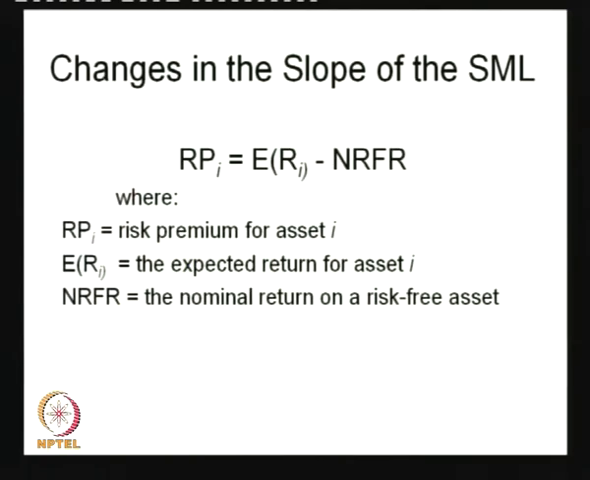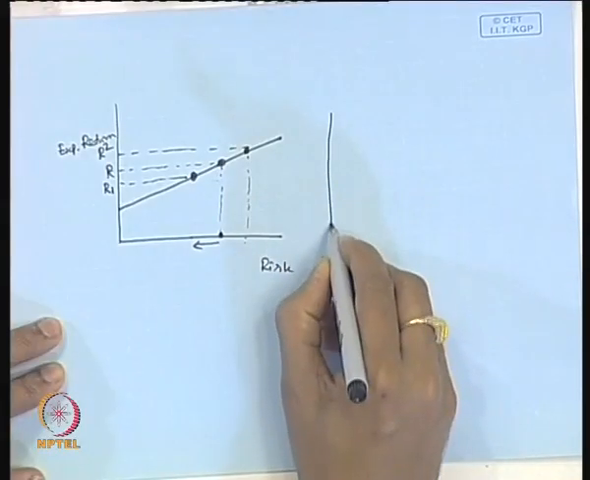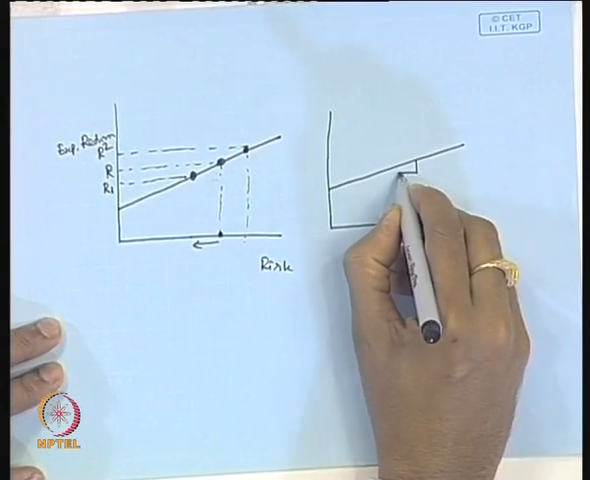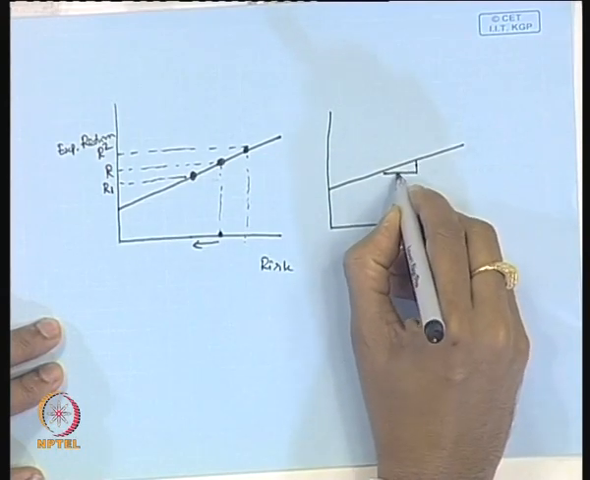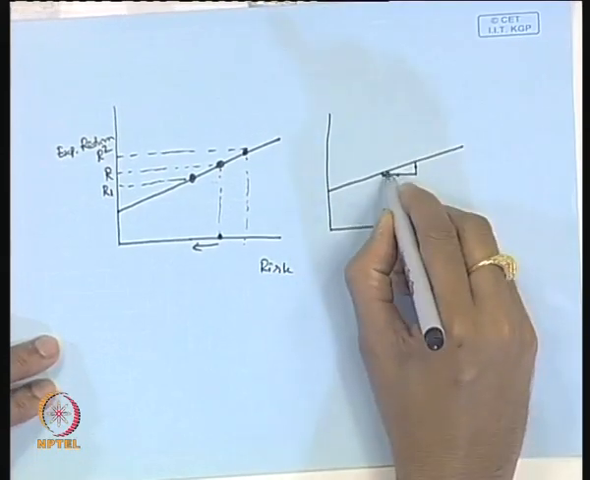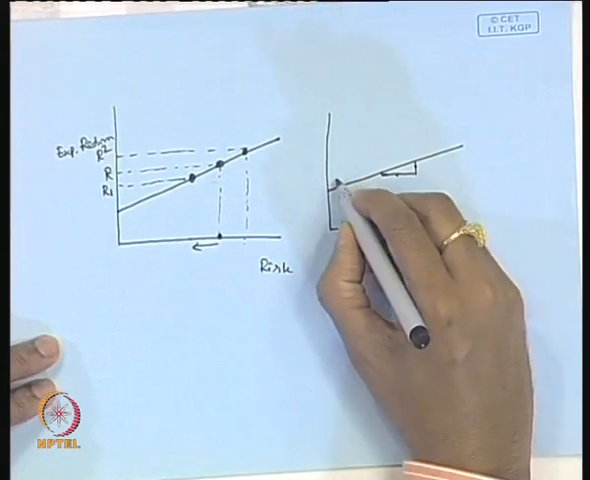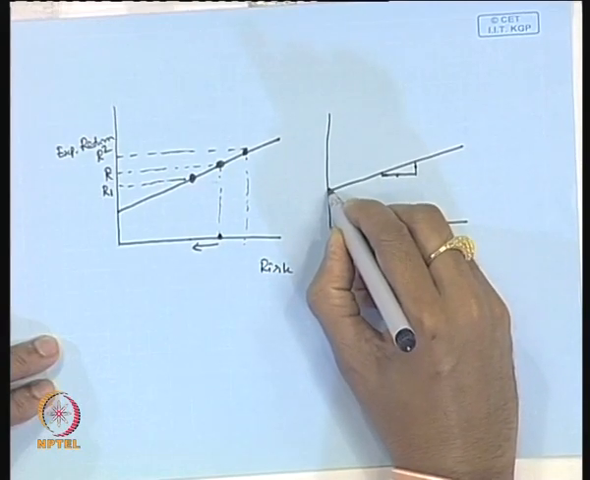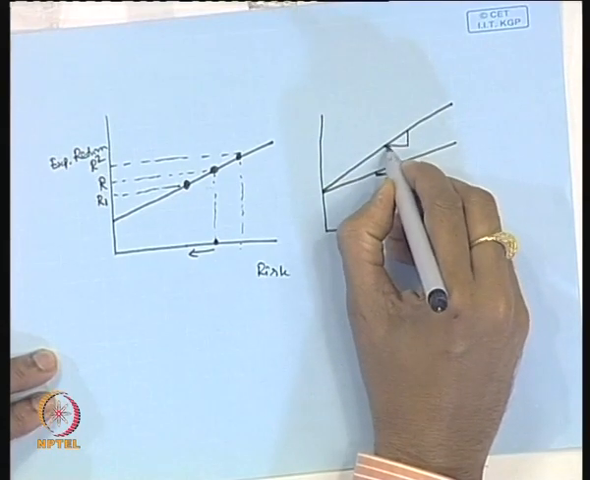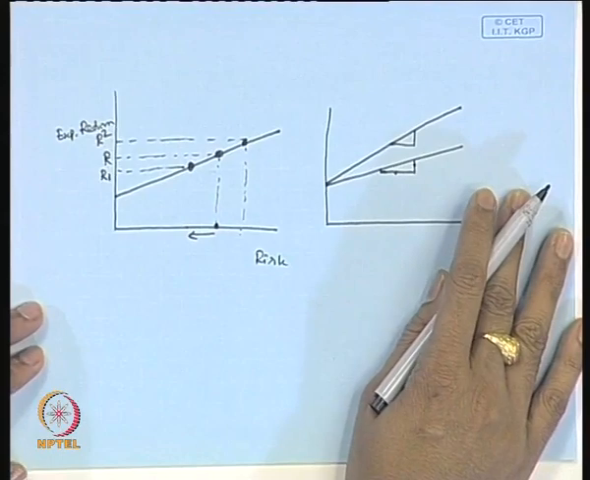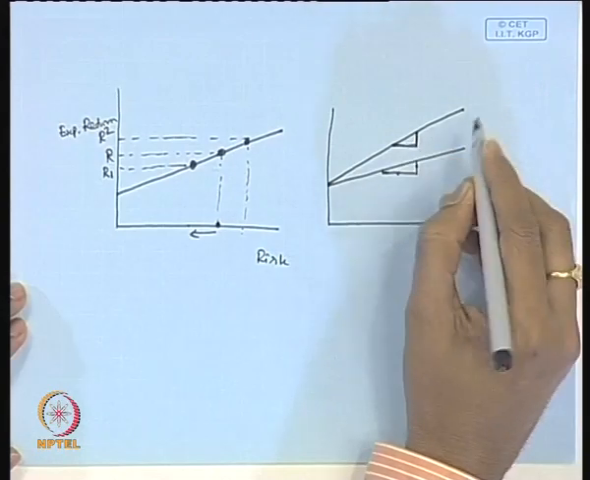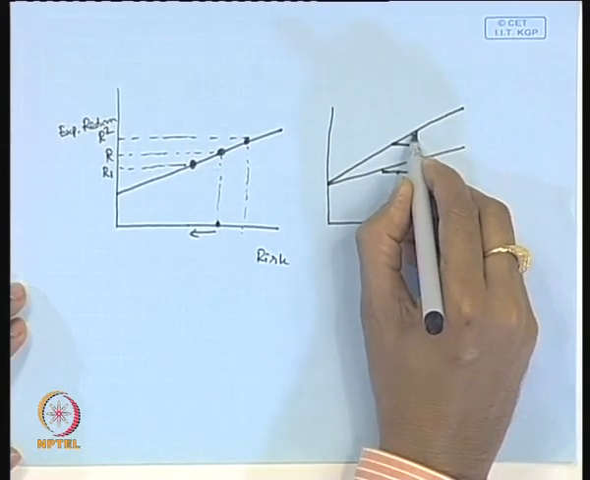Presently the SML is like this. This is my slope, and the relation between this and this gives the slope. For every additional unit of risk I expect a particular amount of return, but the slope itself may go up. In that case the line will change, and the slope is going to be higher. That means, at this point of time the investor is expecting a little more reward for any unit of risk involved than what he was expecting earlier. So, the slope of the line is changing.